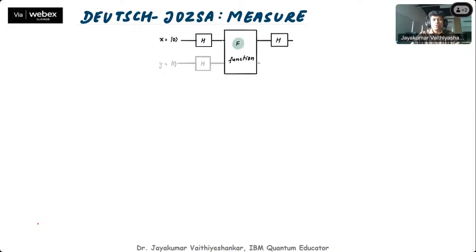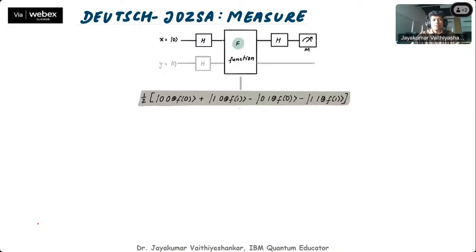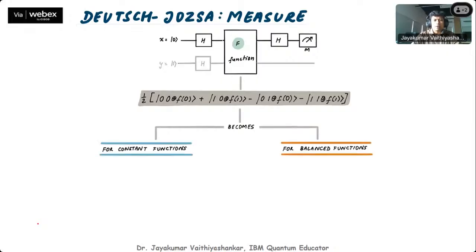So this is the given circuit. Okay, this is the common term we got after this function. This will become two factors: one for the constant function, one for the balanced function. So look at this constant function. This is the tensor product term, right? So this is qubit 1. If qubit 1 is in state plus, the output is in state plus.